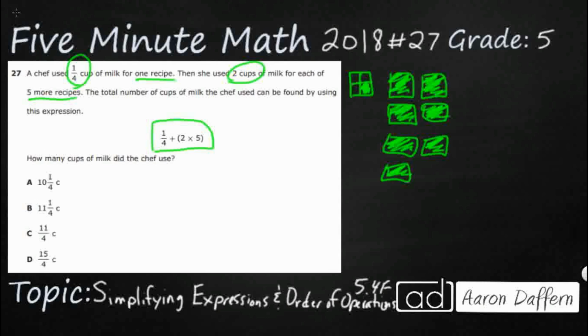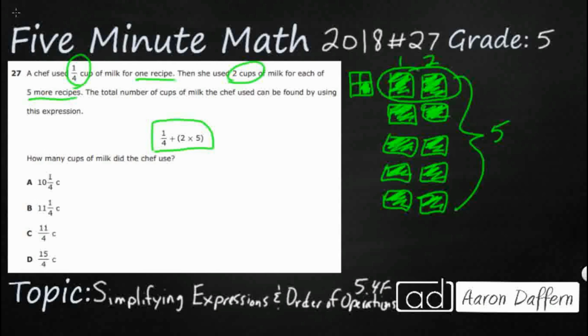So what I have here are my 2 cups of milk right there for this second recipe, and then I've got 5 sets of that. So I'm just going to draw this right here. 5 sets of that, and then this is the first recipe right here. That's that little 1/4. So how many total cups of milk did we use? Well, we can count up our picture here.